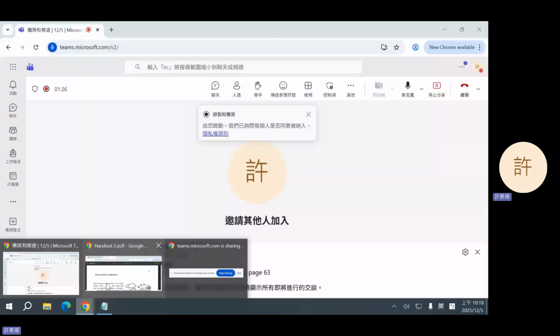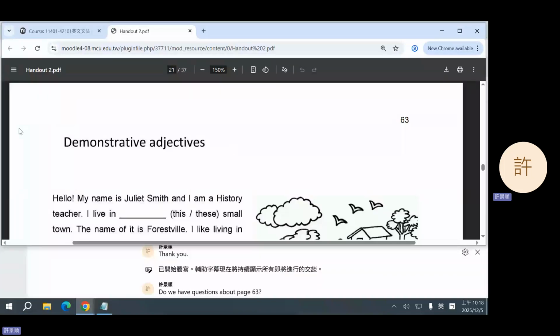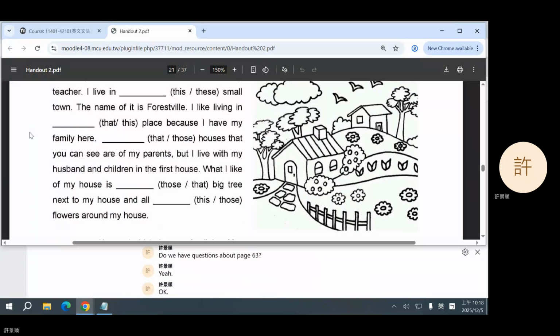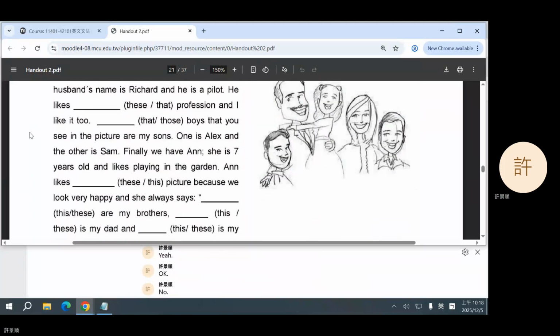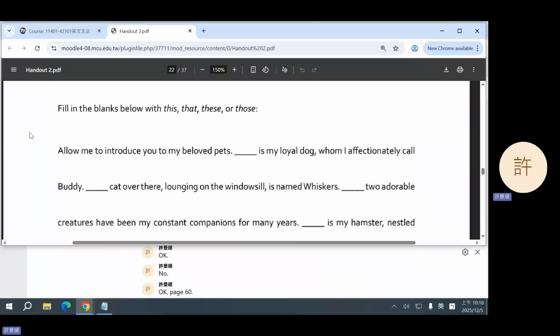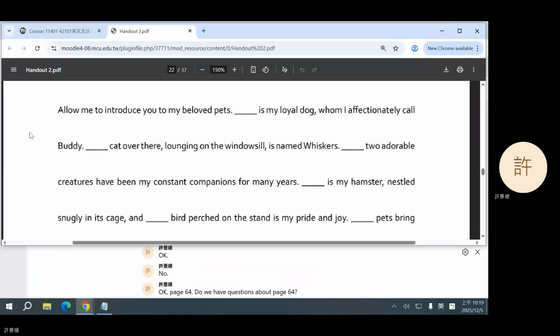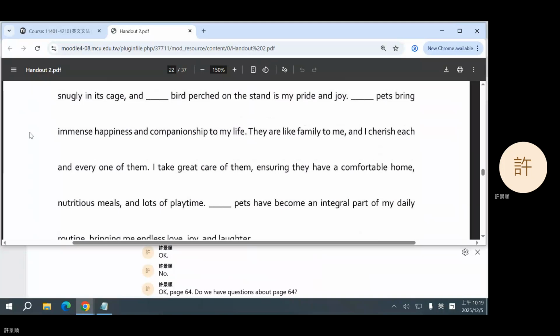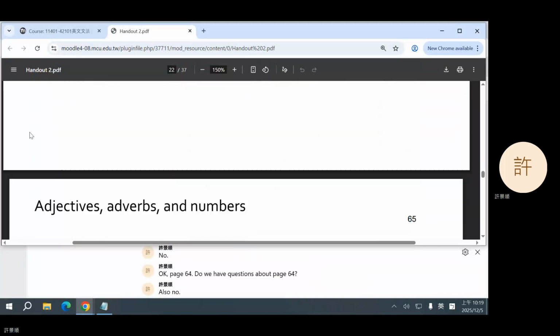Do we have questions about page 63? No? Okay, page 64. Do we have questions about page 64? Also no? Okay, that's it.